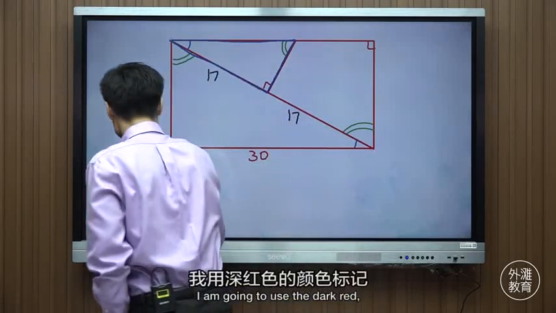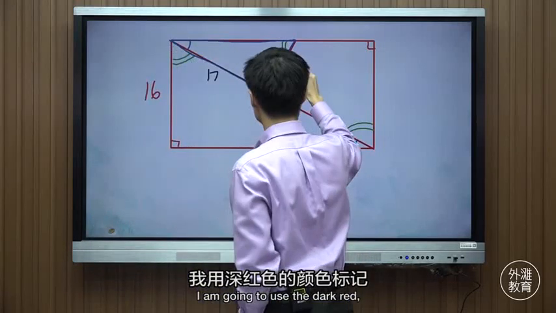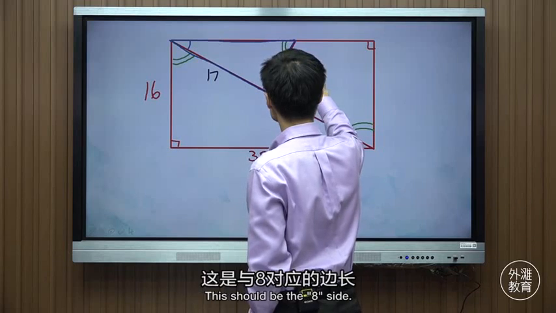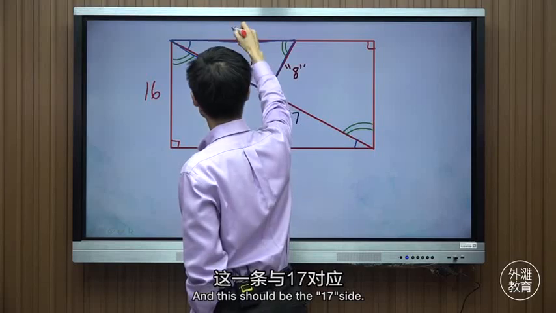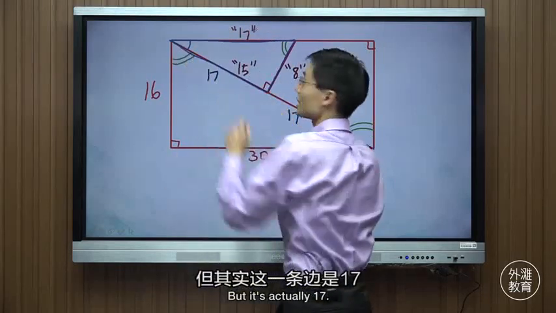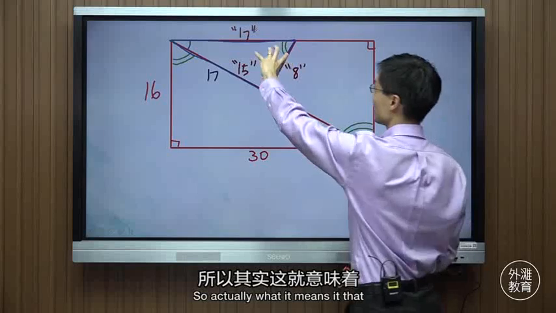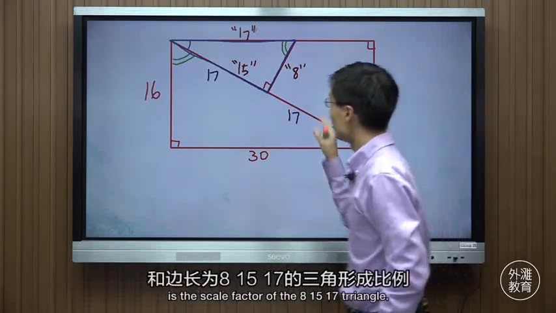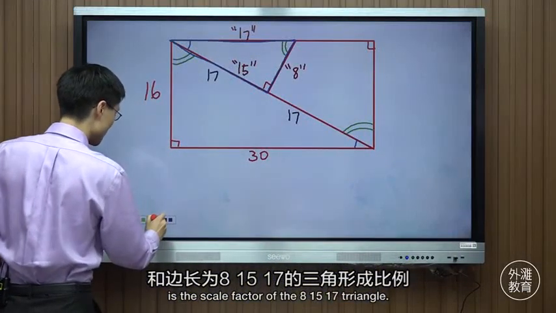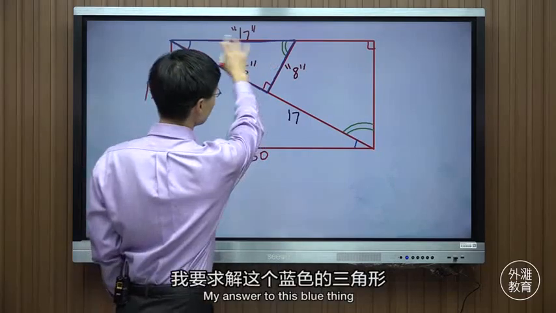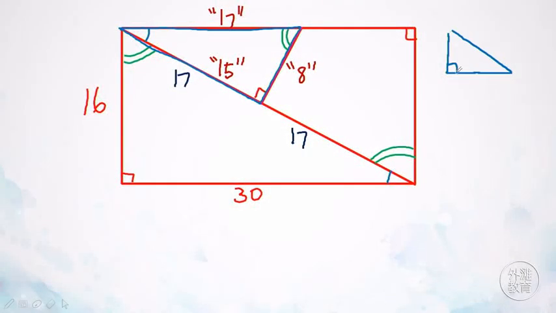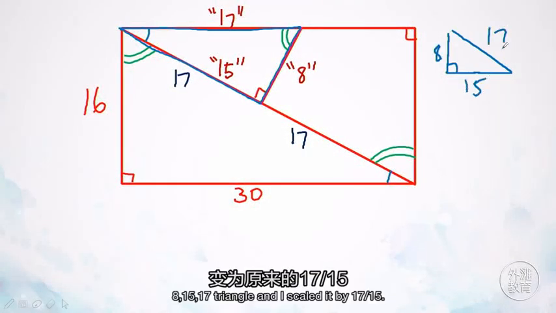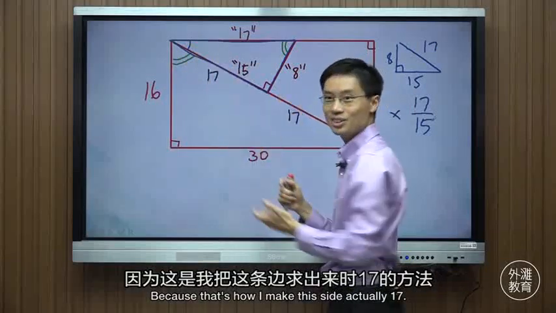What are the sides? I'm going to use this dark red. I'll write quotation marks also. This should be the 8 side. This should be the 15 side. And this should be the 17 side. But it's actually 17. So actually what it means is that this triangle, which I'm trying to figure out, is a scale factor of the 8, 15, 17 triangle. My answer to this blue thing is that I take my regular 8, 15, 17 triangle, and I scale it by 17 divided by 15, because that's how I make this side actually 17.